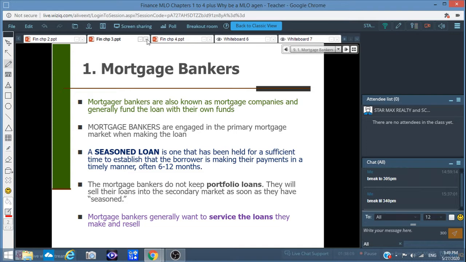Okay, mortgage banker, right? You want to become a mortgage banker? You better have about $10 million in your pocket, okay?